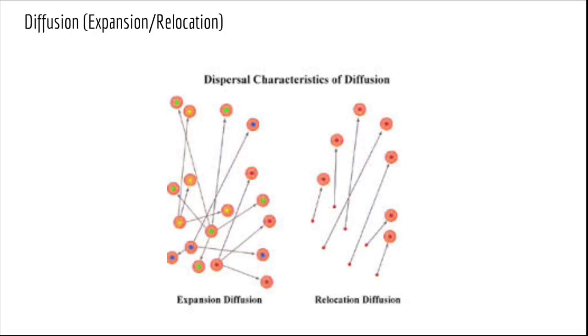Also, relocation diffusion is a phenomenon which is carried by migrants to a distant location and diffuses from there. So for example, pizza in the US was brought over by the Italians and it was made a big thing over here. So that would be relocation diffusion.